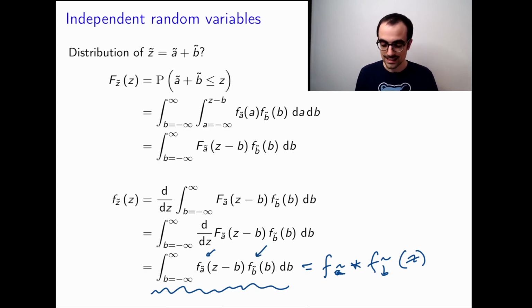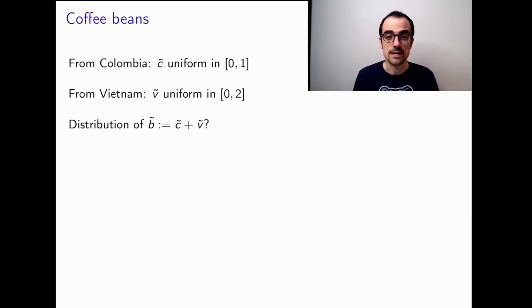In order to understand a little bit how convolutions work, let's work through an example. So imagine that you have a coffee shop in Manhattan, and you have two suppliers, one from Colombia and one from Vietnam. Your Colombian supplier, the quantity of coffee that they provide over a year can be modeled as a uniform random variable between 0 and 1, whereas your Vietnam supplier provides you with a quantity of coffee that is uniform in 0, 2. And now you're worried about your total amount of coffee.